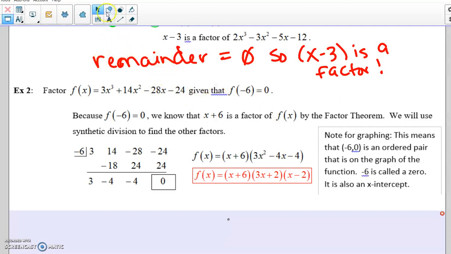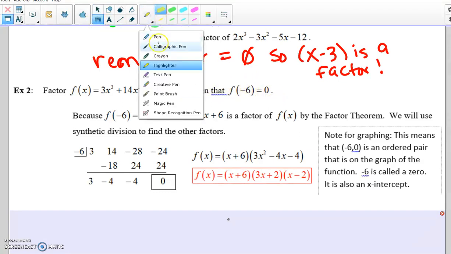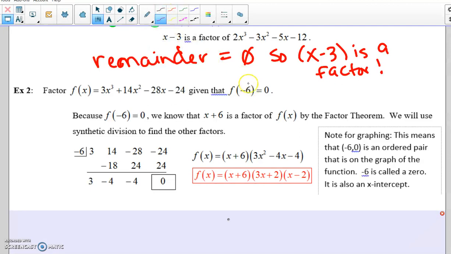So now this says factor f of x equals 3x to the third plus 14x squared, subtract 28x, subtract 24, given that f at -6 equals 0. Well, what that means is they're telling you that if you plug in a -6, it's going to equal 0, and that is the remainder, or the factor theorem itself. It says if you plug in a number and you get out a 0, then that is a factor.